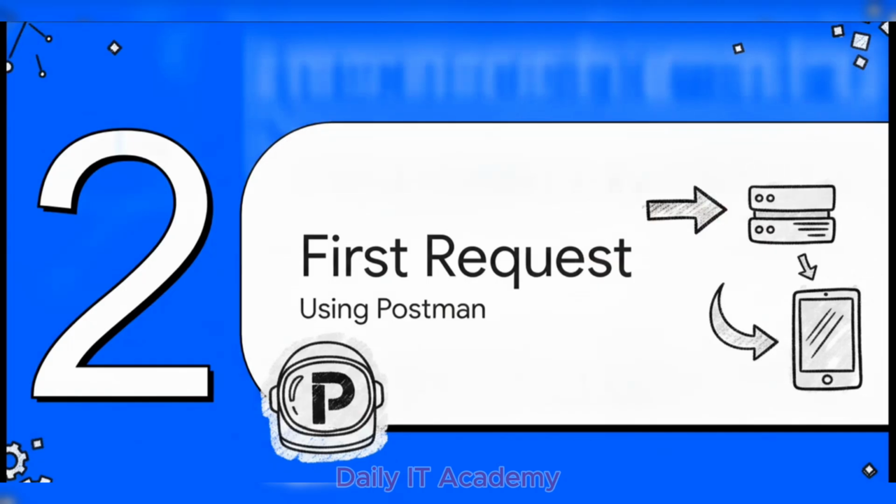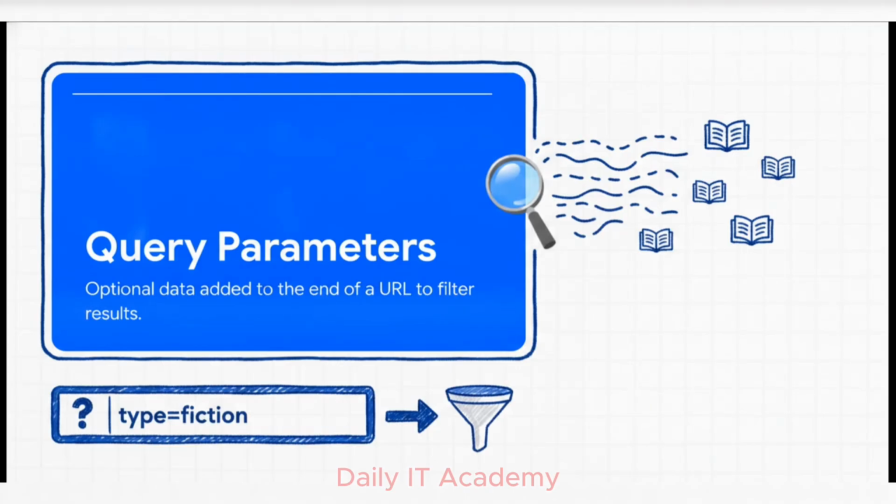Moving right along to Section 2, Making Your First Request. It's time to get our hands dirty. We're going to make our very first manual request using Postman, an incredibly popular testing tool. We'll use a public API, like the Simple Books API. If we do a basic GET request to fetch books, it throws a massive list at us.